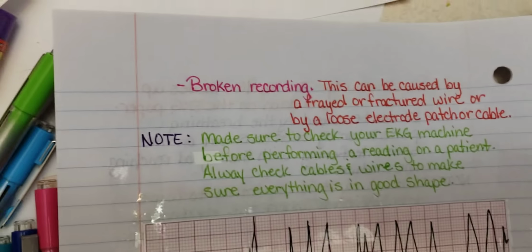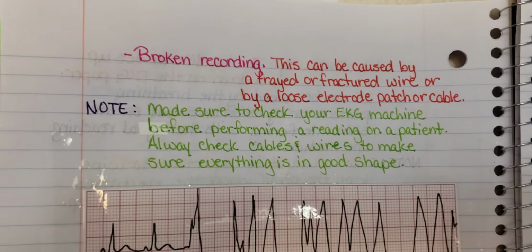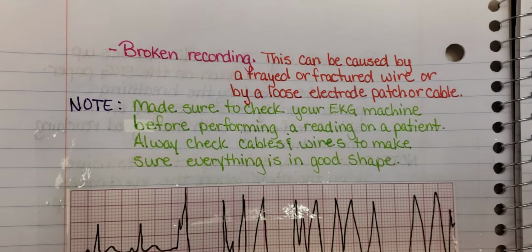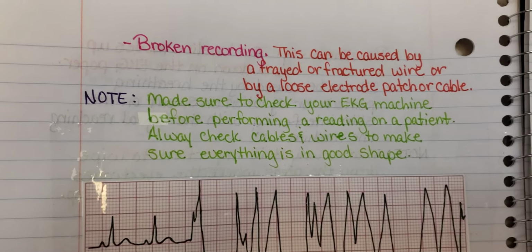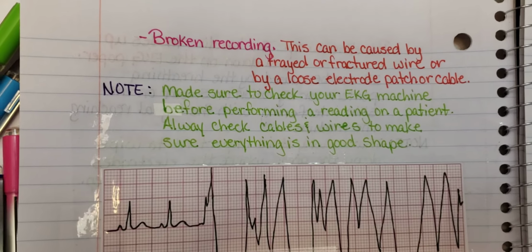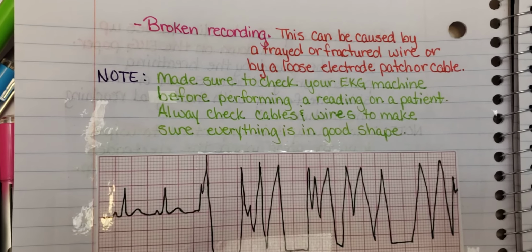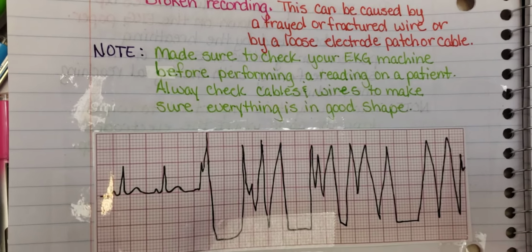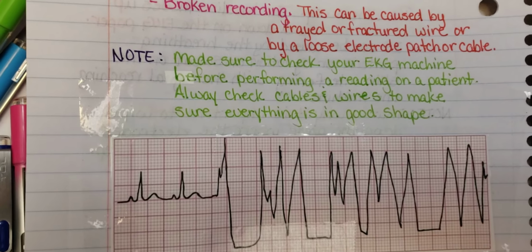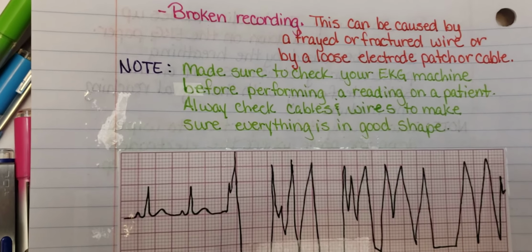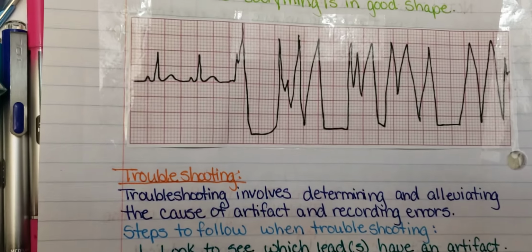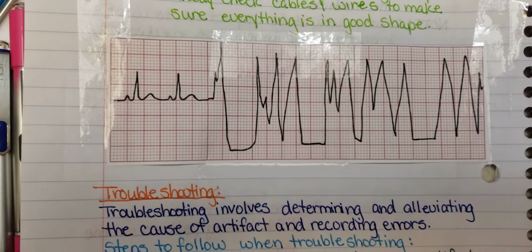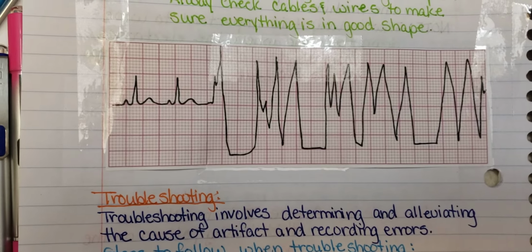Okay. The last artifact is called the broken recording. This can be caused by a frayed or fractured wire or by a loose electrode patch or cable. Always make sure to check your EKG machine before performing a reading on a patient. Always check your cables, your wires, to make sure everything is in good shape, and also check your electrodes to make sure that they're not expired, because expired electrodes can also give you a broken recording due to the fact that the conductant, which is the sticky part of the electrode, is no good or dried out.